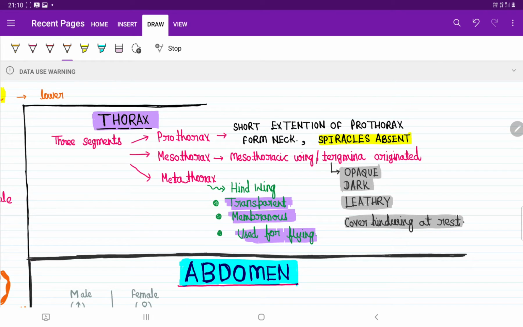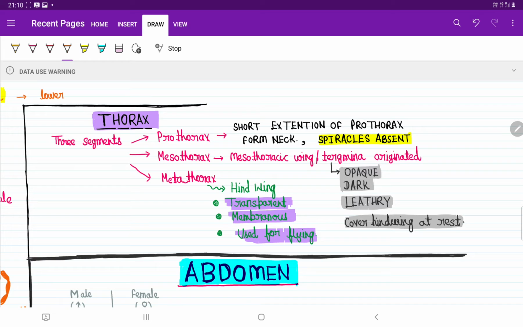In the prothorax, spiracles are absent. So you may ask, sir, what are spiracles? Actually, spiracles are openings of the tracheal tube. Now you may ask, sir, what is a tracheal tube? The tracheal tube is the structure by which the cockroach breathes. Each tracheal tube has two openings. That opening is called a spiracle. That spiracle is absent in the prothorax.